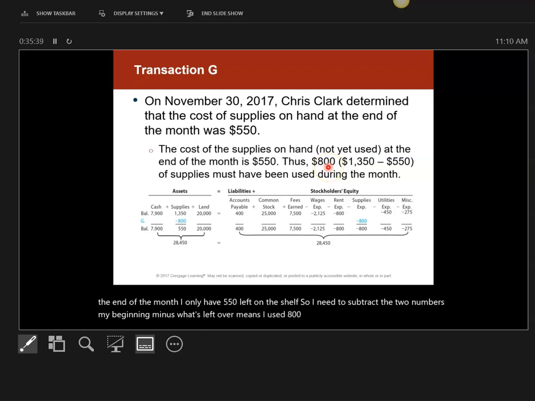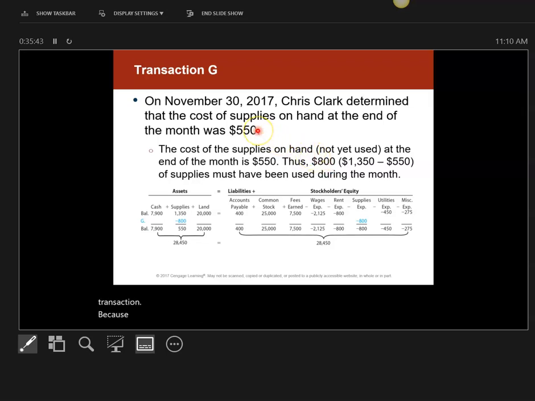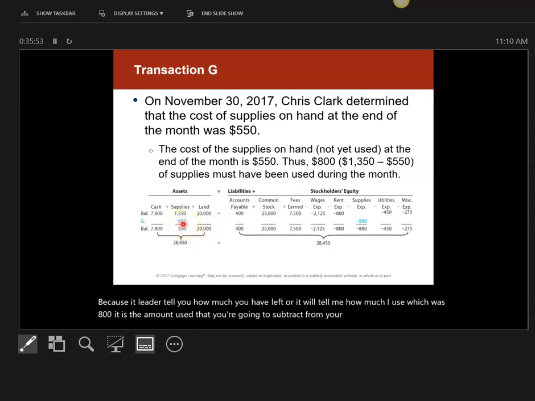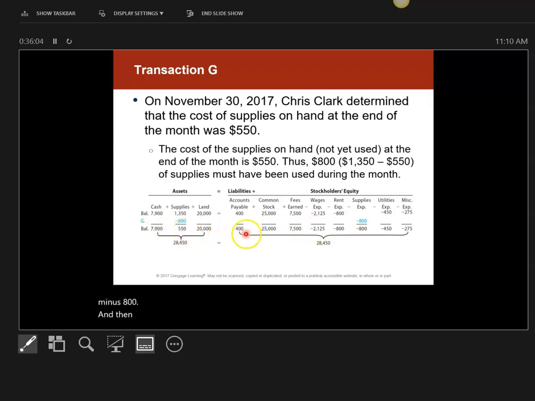Be very careful. This is the hardest transaction because it'll either tell you how much you have left or it will tell you how much you used, which was $800. It is the amount used that you're going to subtract from your supplies. So I'm going to subtract $800 from my supplies, and over here in my supplies expense, I'm going to minus $800. And then I'm going to bring all my balances down again.